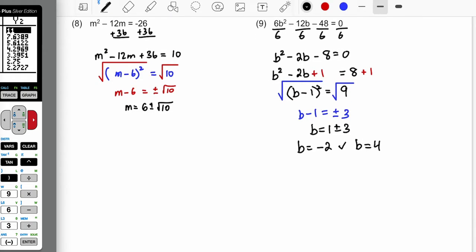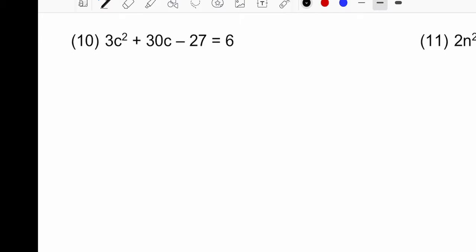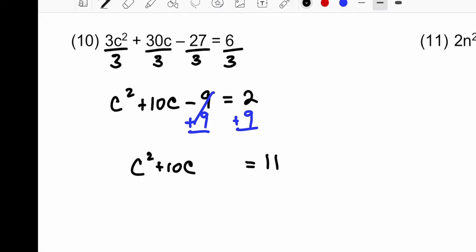The next two problems are very similar. What I want to do is divide every term by 3. That's going to simplify to c squared plus 10c minus 9 is equal to 2. I only want the variables on the left, so I'm going to add 9 to both sides. So c squared plus 10c, leave a space for completing the square, is going to be equal to 11.